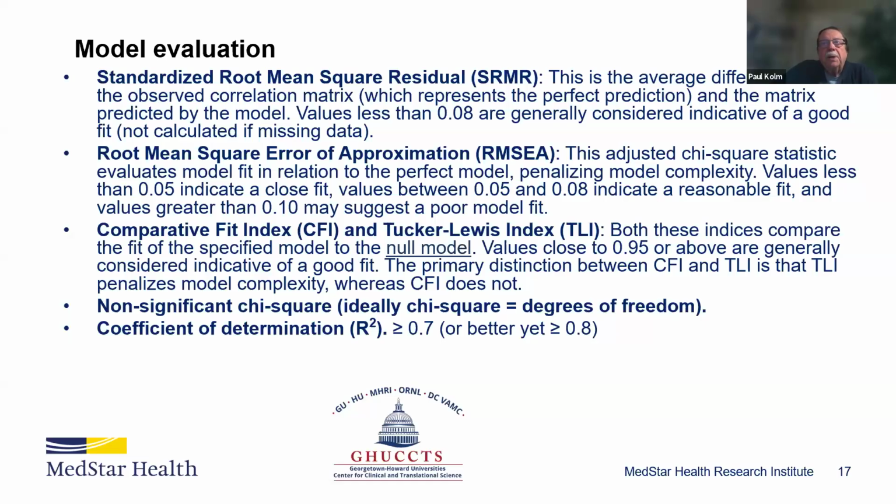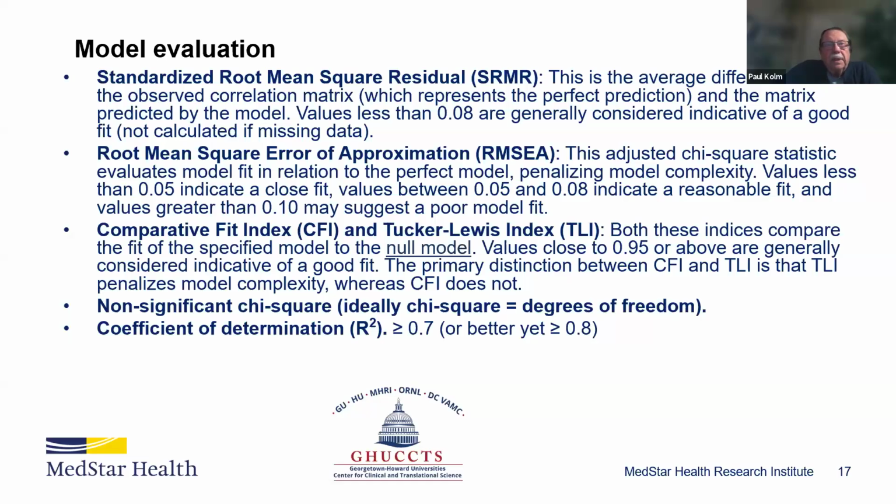The primary distinction between the CFI and TLI is that the TLI penalizes the model complexity, whereas CFI does not. And then you come to the chi-square, or the likelihood ratio test. For looking at confirmatory factor analysis, this is the most important statistic that we want to look at. And so with the chi-square, what you want is a chi-square that's not statistically significant.